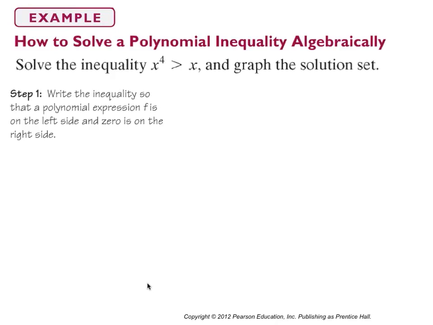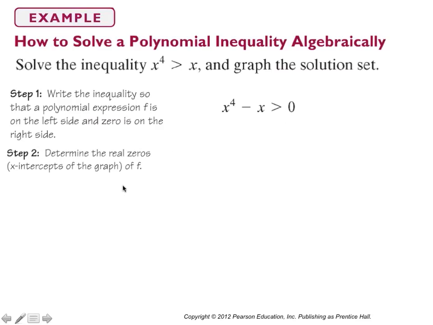So the first step is to write the inequality so that the polynomial is on the left side and we have a 0 on the right-hand side. So we set this equal to 0 over here. So we just subtract x from both sides. So we get x to the fourth minus x is greater than 0.